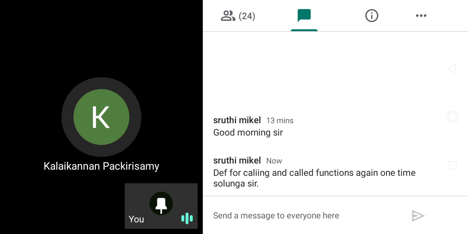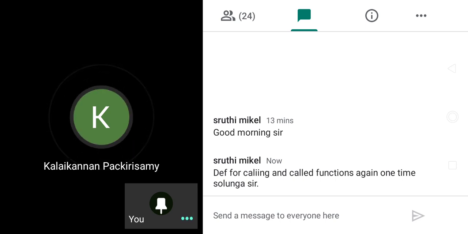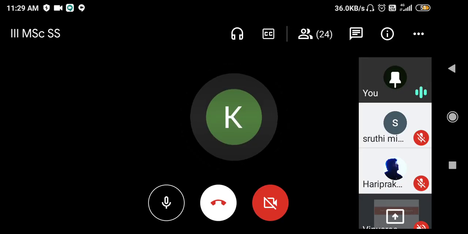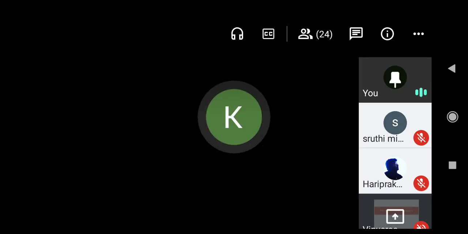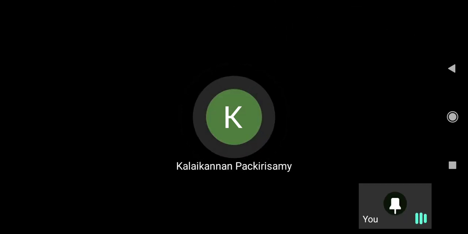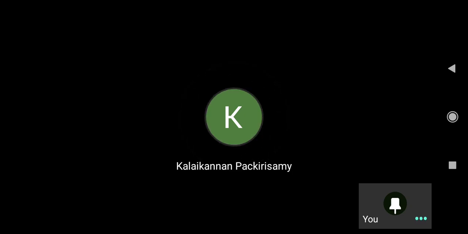So Shruti has asked me a question: definitions for calling and called functions. Okay, repeat it once again. Definitions for calling and called functions. Okay. Most of the time we get these confusions. So what is the difference between calling function and called function? Okay, so this is going to be the question. What is the difference between calling function and called function?